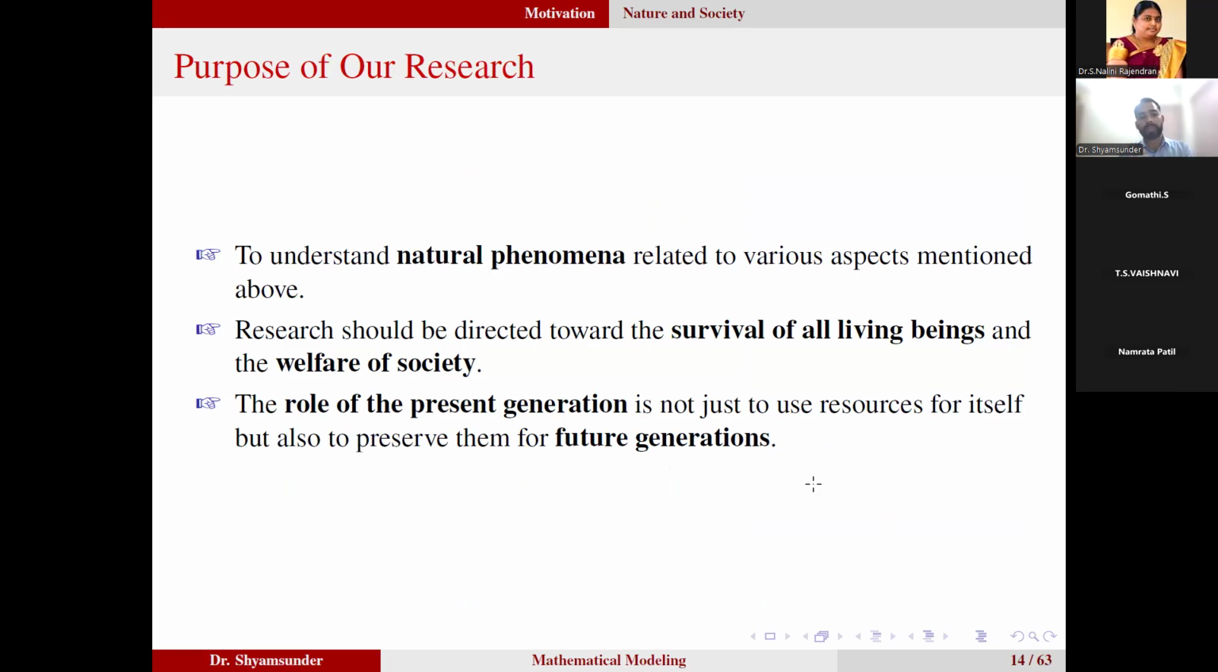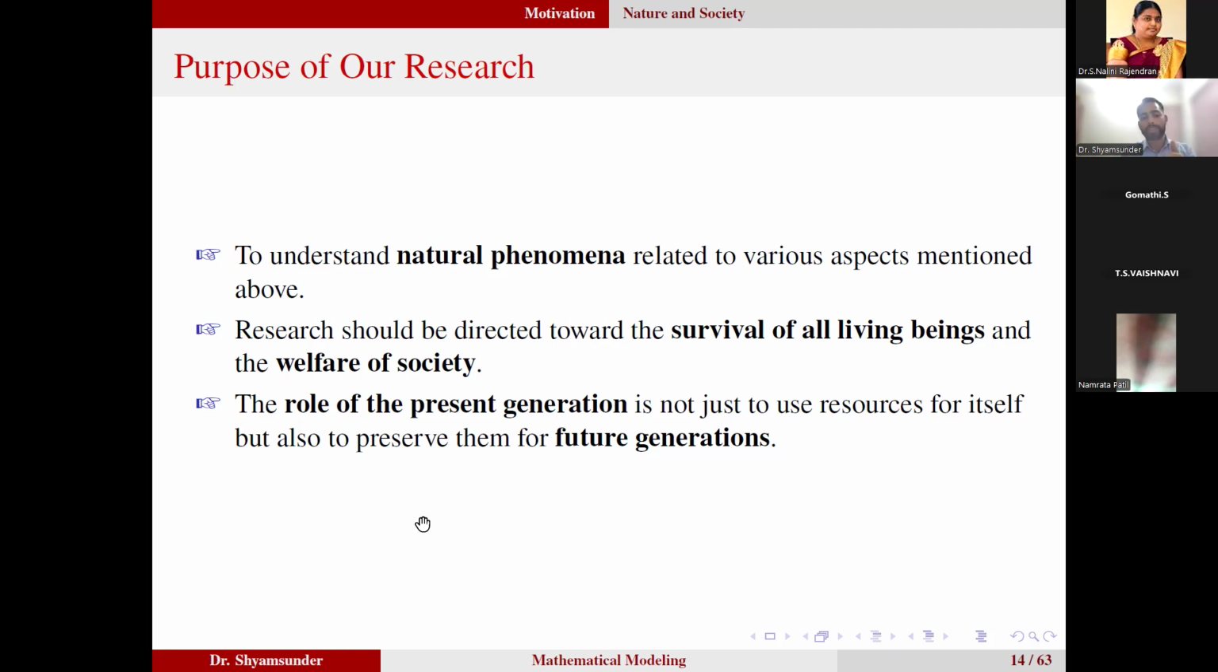Then what is the purpose of our research? To understand the natural phenomena related to the various episodes mentioned above, like hills, mountain resources, water resources, air, food security, and agriculture, all natural phenomena related to how to control these things. This research is focused on the direct and indirect survival of living beings and the welfare of society. How to control these things with the help of science, technology, engineering, and environmental science, so we can happily enjoy a full life and survive in society.